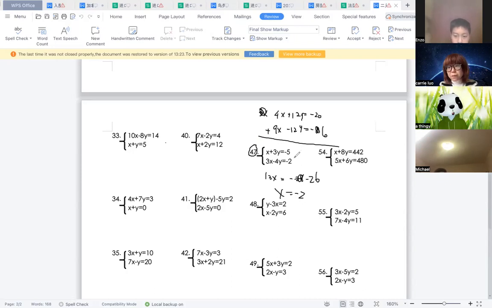Everybody, you have a little bit of mistakes here: it's negative 2. So negative 2 plus 3y equals negative 5. So y equals negative 1. Get it? It's a teensy bit different. There are negative signs here. It's a negative sign here.